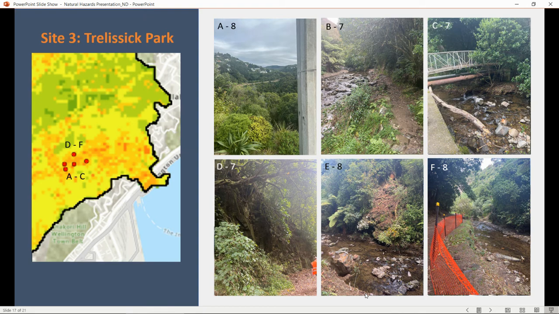Photo E was a landslide on the stream bank, which is one of many we saw. This had a hazard rank of 8. And photo F showed bank erosion from high water levels, which indicated that there were high floods and also potential for landslides. This had a hazard rank of 8.